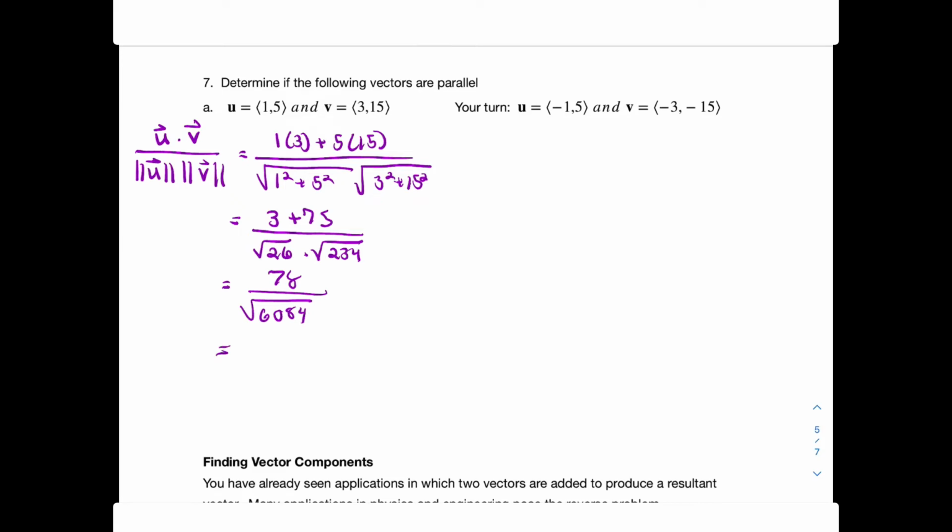Since the square root of 6,084 is 78, I get 1. So therefore, I can conclude that vector u is parallel to vector v. You try the next one.